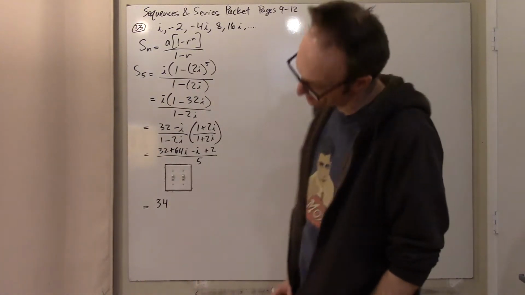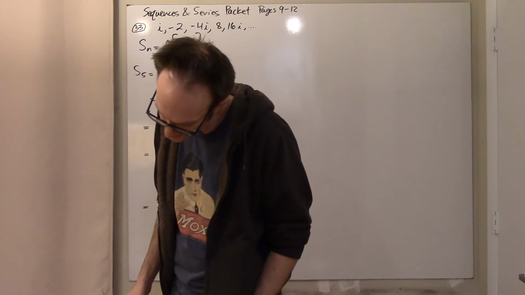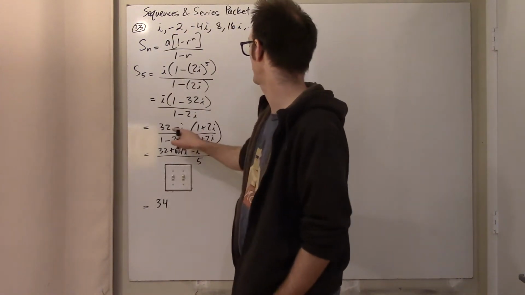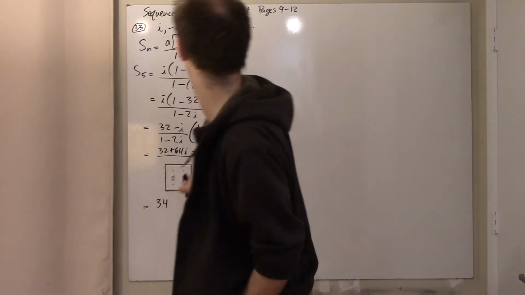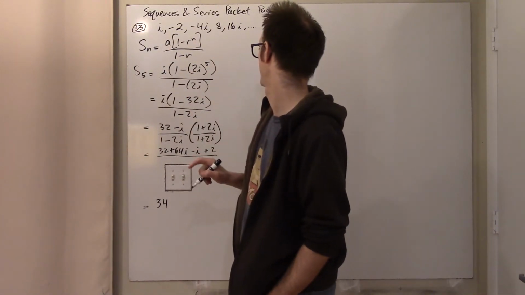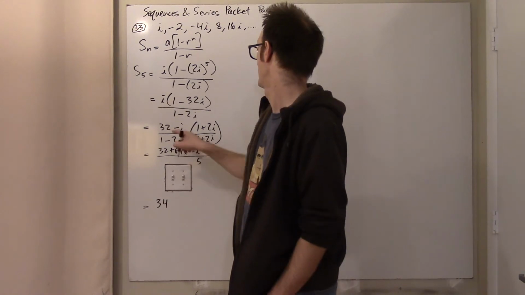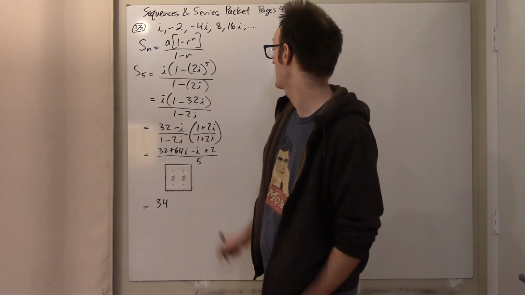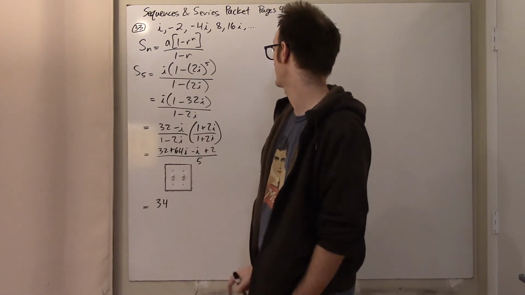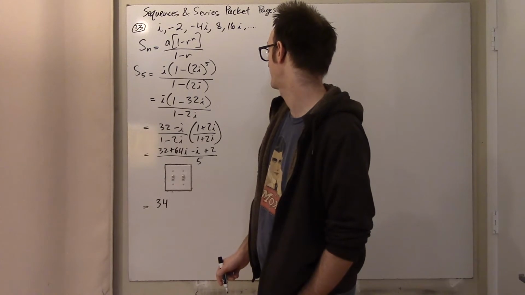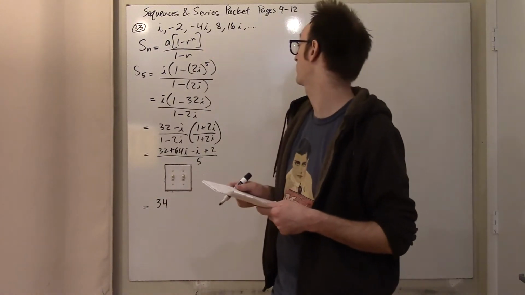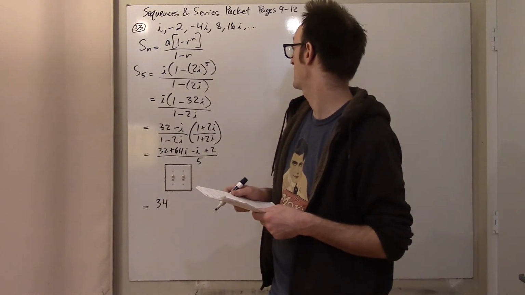Did I do something wrong? I hope not. Let me just try that again. 32 plus 64i minus i, and then that's minus, yeah, this looks right. 34, 1 plus 2i. My paper says something different. I must be right.